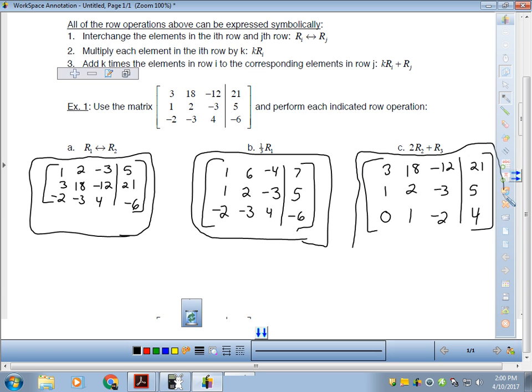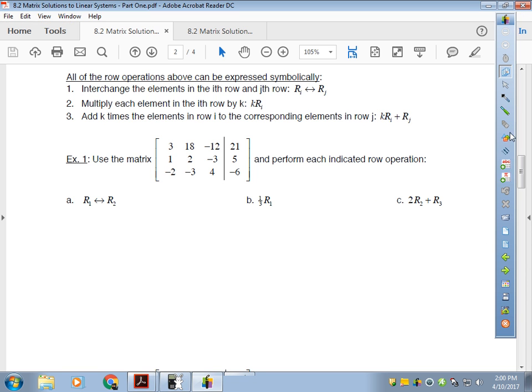Notice row 2 didn't change. Even though we're multiplying row 2 by 2, that doesn't actually affect row 2. When we put it into row 3, it only affects row 3. All right, so let's look at another one of these just so you can get used to it.